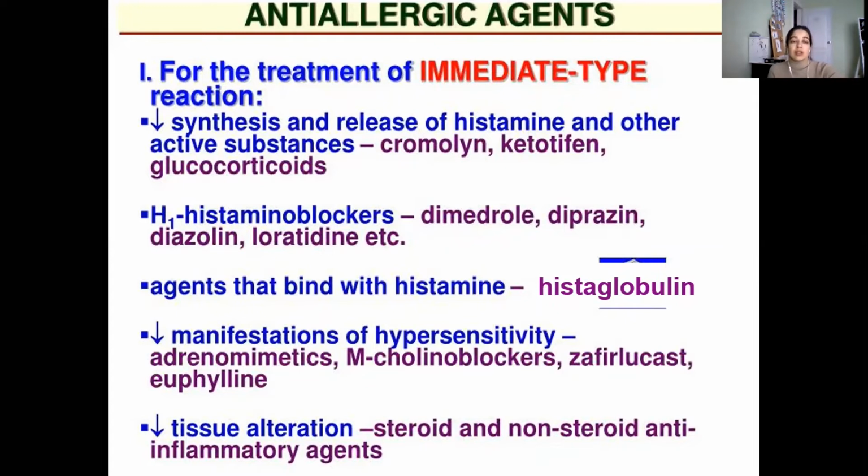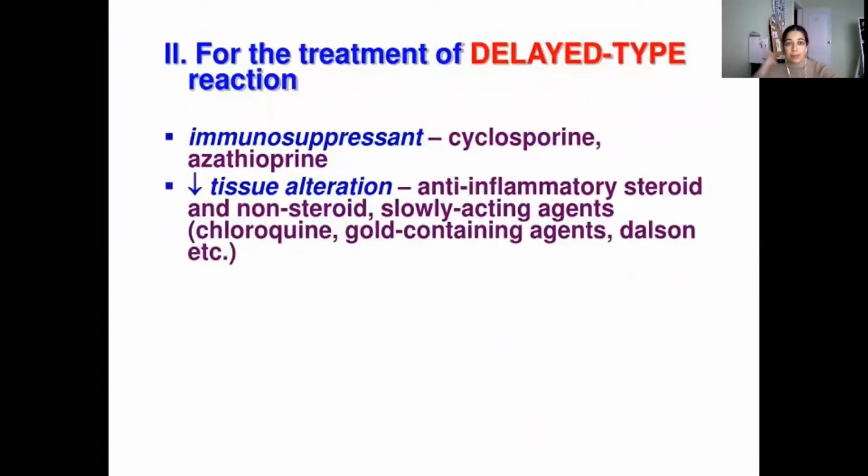And also we can reduce the tissue alteration by steroid and non-steroid anti-inflammatory agents, because alteration is the phase of inflammation. And for the treatment of the delayed type reactions, we have some immunosuppressants, cyclosporine, azathioprine, and again reducing the tissue alteration by anti-inflammatory steroids and slowly acting agents like chloroquine, gold-containing agents, and so on.